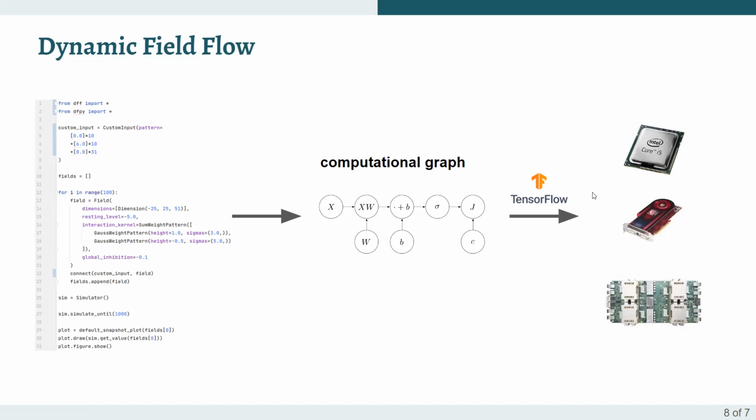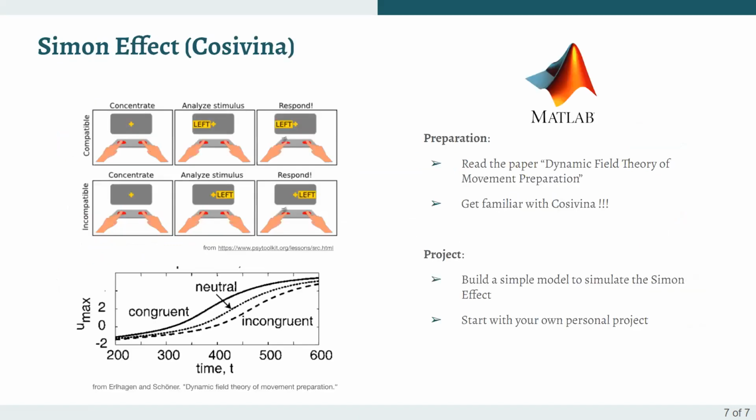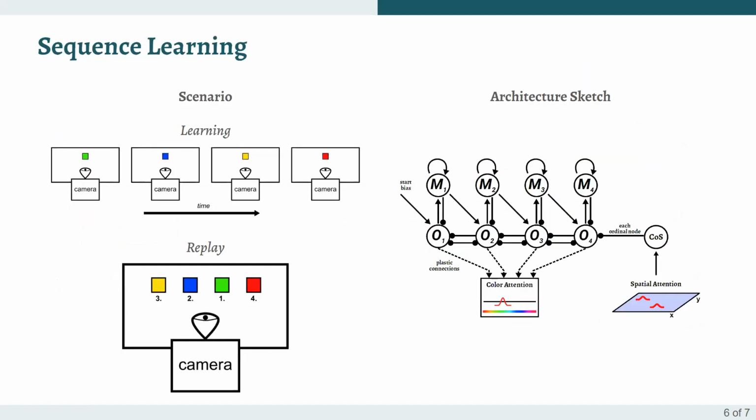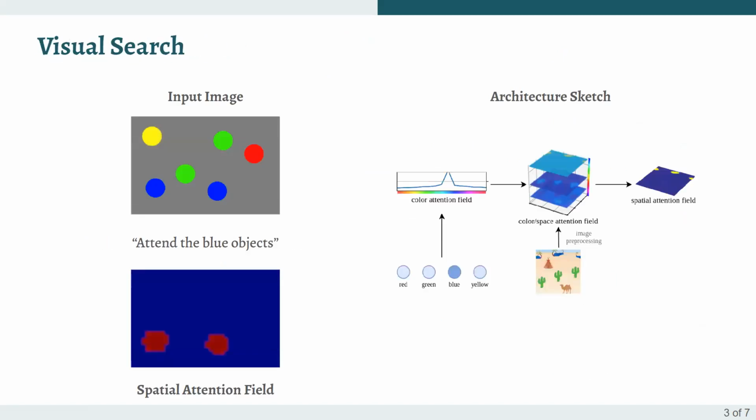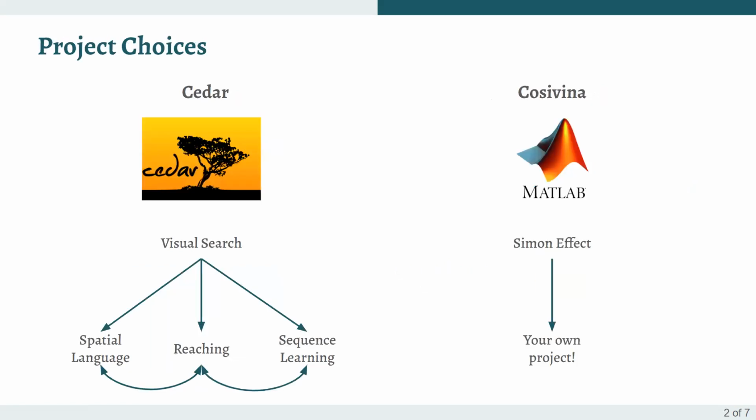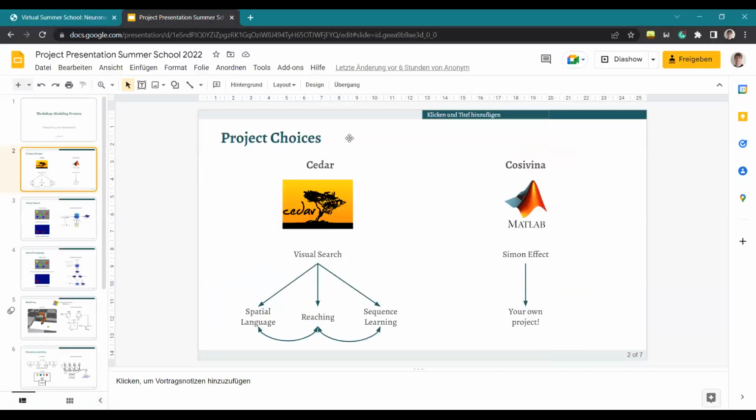So these would be not 4 projects, but 5 projects. Dynamic field flow, then the Simon effect, and then either sequence learning, reaching, or spatial language. And whichever you choose from the Cedar side, you will have to do a visual search first. And so the most important part is now, how can you actually engage with these if you're not in the workshop?